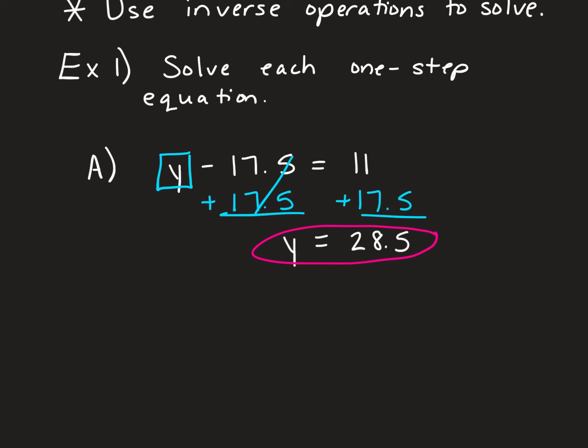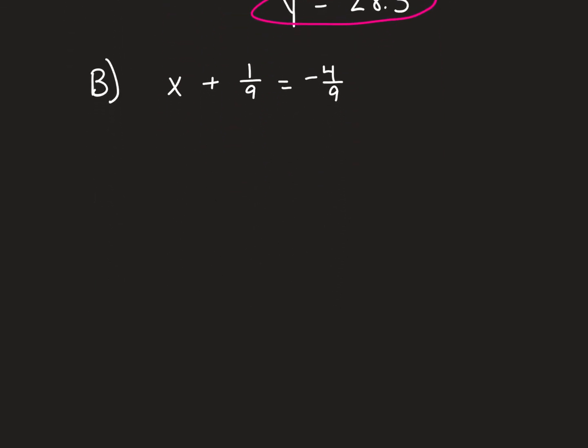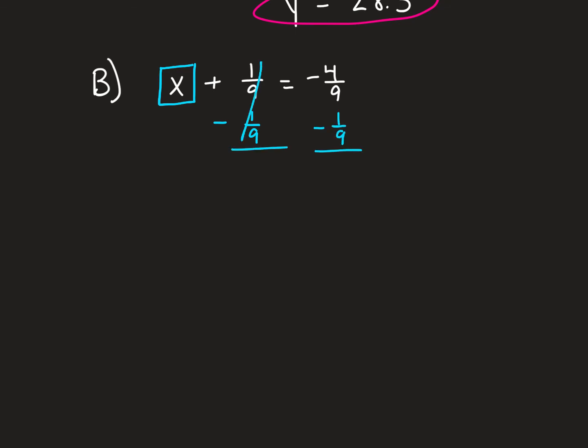Next, problem B. We have x plus 1/9 equals negative 4/9. We want to get x by itself, so we're going to get rid of this positive 1/9 by subtracting 1/9 from both sides of this equation. They'll cancel on the left side and we just get x.